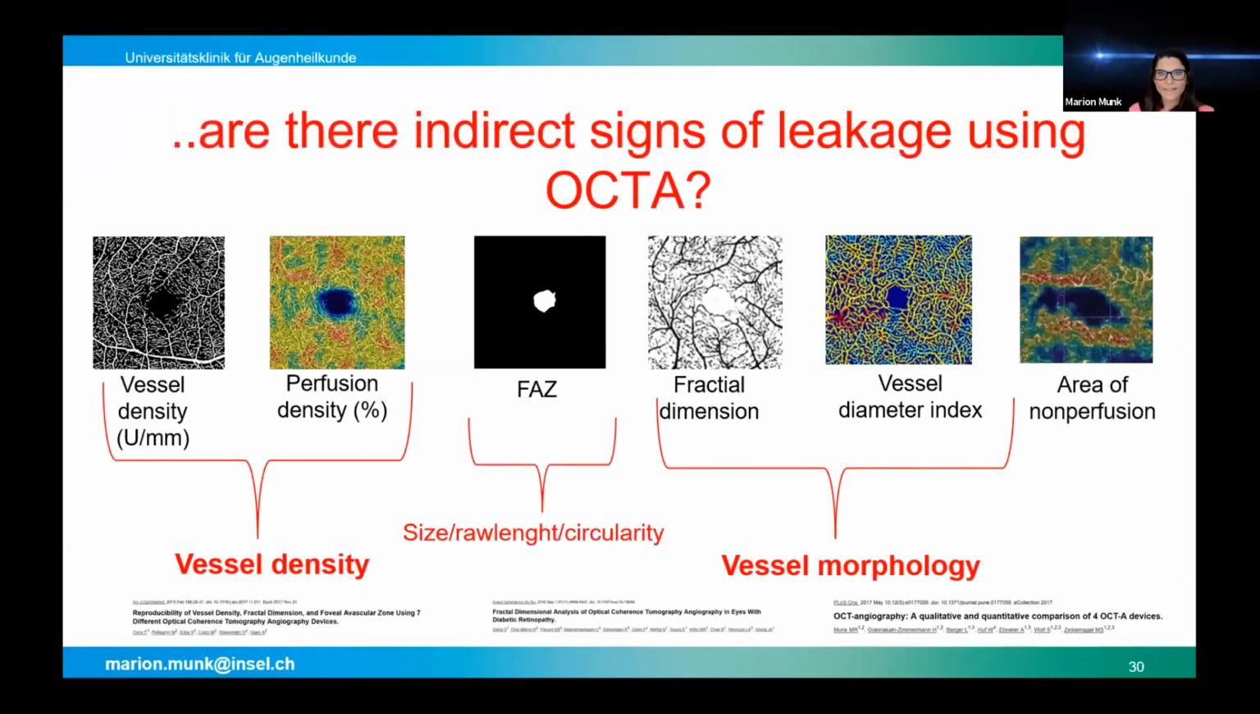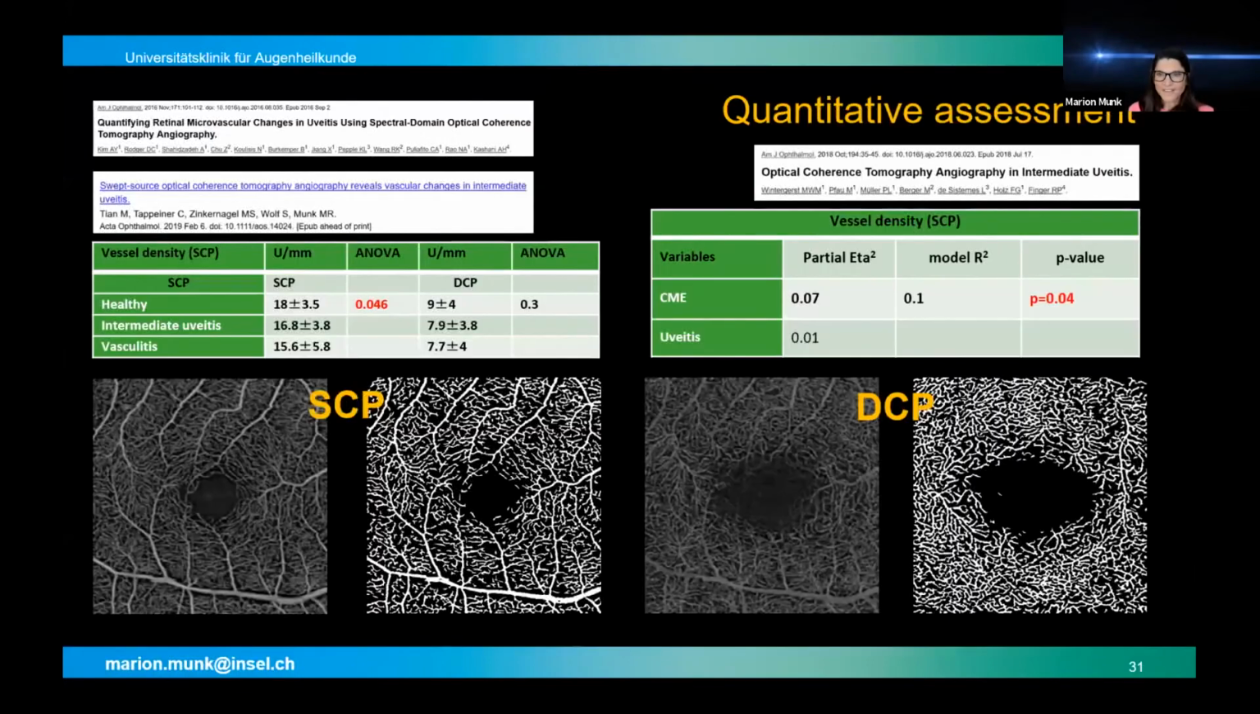But the question is, are there any indirect signs of leakage using OCTA by quantifying central OCTA scans? The answer is you will find a decreased vessel density and decreased vessel perfusion in these patients. However, it's really not very sensitive in telling you whether the patient is active or inactive, or whether the patient has severe uveitis or not so severe uveitis.